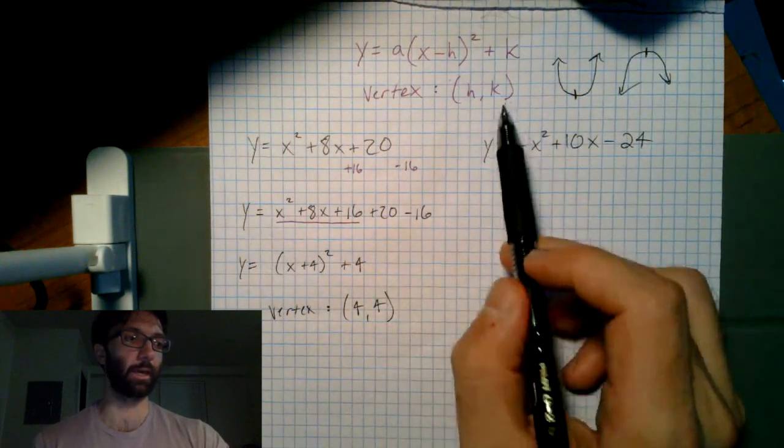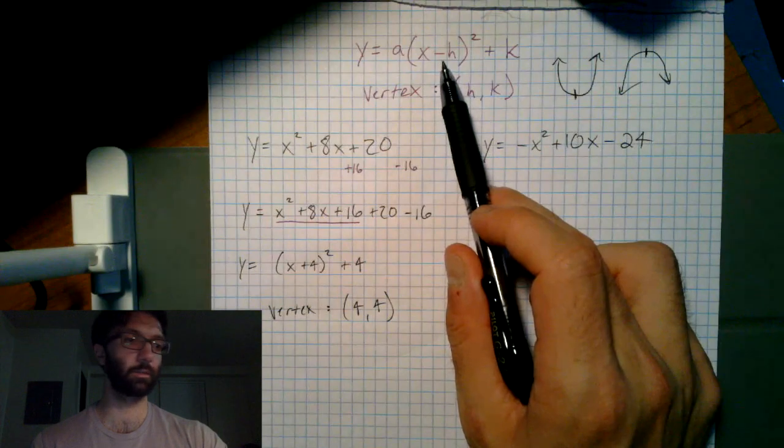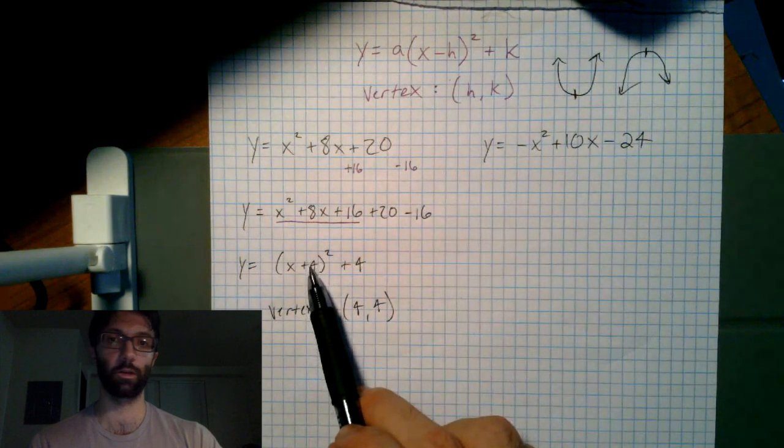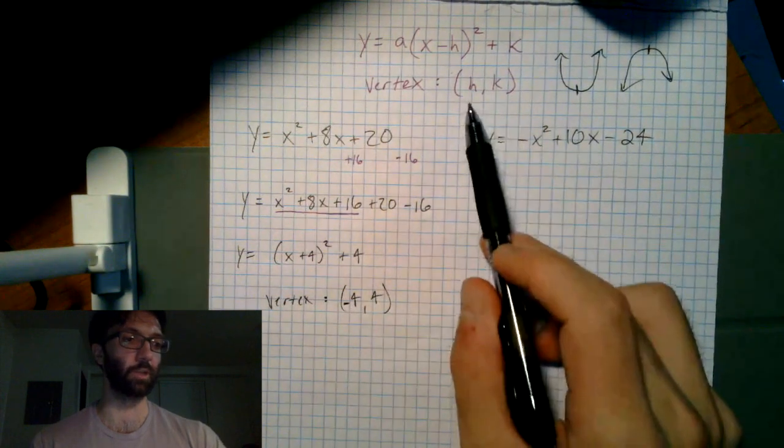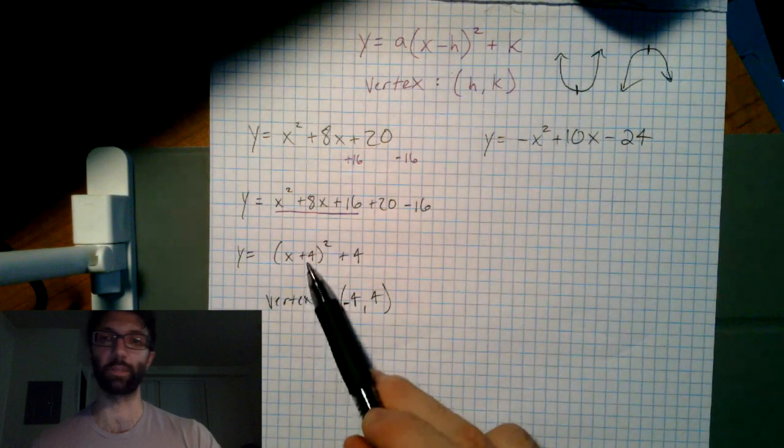And again, k is going to be the opposite of this. So since I see a positive 4, oh, my fault. h is going to be negative 4 because it's the opposite of this.